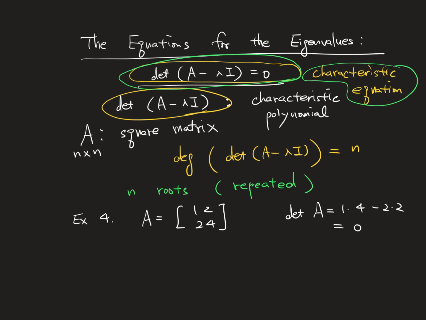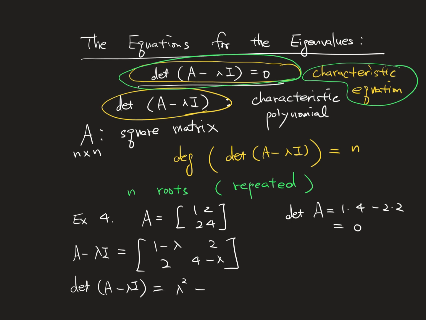And lambda equal to 0, the 0 eigenvalue, will exist. But anyway, we find A minus lambda I, which is 1 minus lambda, 4 minus lambda, 2, 2. And the determinant of A minus lambda I, which is the characteristic polynomial, will be lambda squared minus 5 lambda. And so we have two eigenvalues, which are lambda equal to 0 and lambda equal to 5.